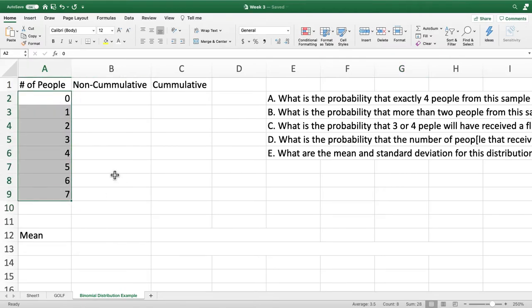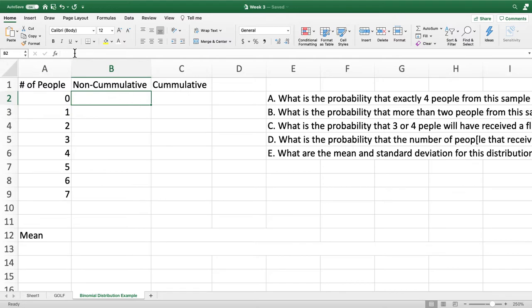So what we're trying to figure out is if 43% of Americans got the flu shot, what's the probability that exactly 2 out of the 7 had the flu shot? Or what's the probability that 5 or less got the flu shot? Or what's the probability that all 7 got the flu shot? So that's what we're trying to figure out.